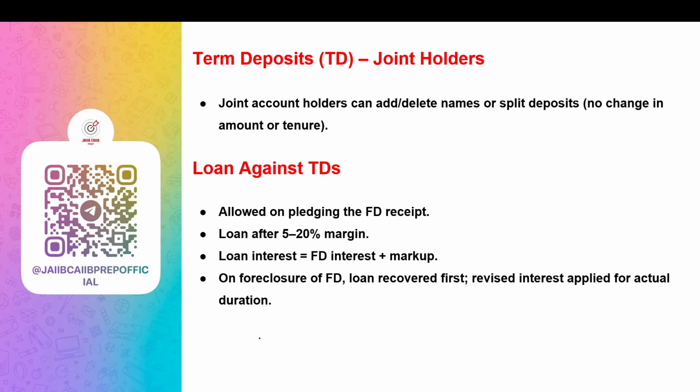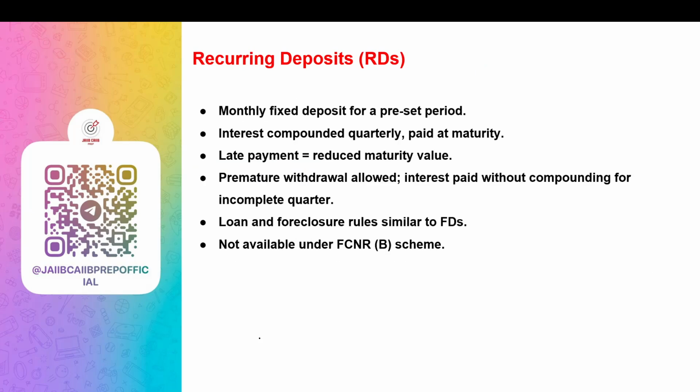The loan amount is given after keeping a margin on the FD, say 5 to 20% of margin. For example, if the customer has a fixed deposit of 1 lakh, bank may give him anywhere between 80,000 to 95,000. So bank charges interest that is slightly above the FD, 1 or 2% above the FD. So if bank is offering 7% interest on FD, the bank will charge 8 or 9% for loan against FD. If the FD is closed early, the loan is recovered from the FD proceeds and interest is recalculated with penalty if it is applicable. Now let's move forward to recurring deposits.